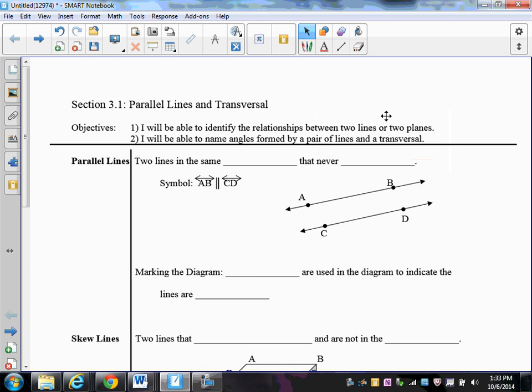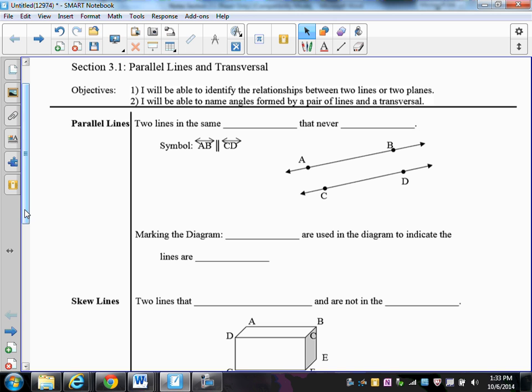These are the notes for section 3.1, parallel lines and transversal. The objectives are: I will be able to identify the relationships between two lines or two planes, and I will be able to name angles formed by a pair of lines and a transversal. There's a lot of vocabulary in this section, and basically it's just going to be defining terms and applying the proper vocabulary.